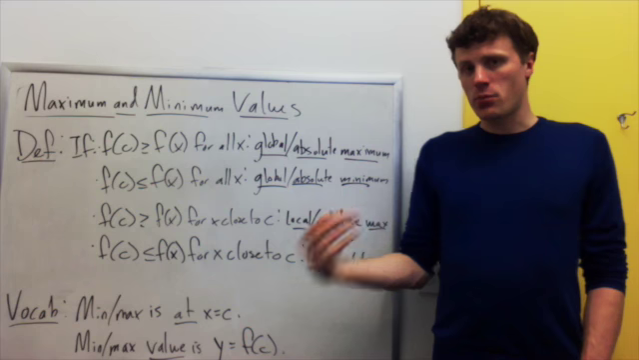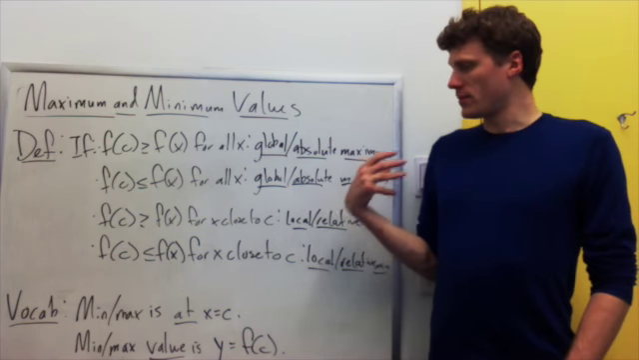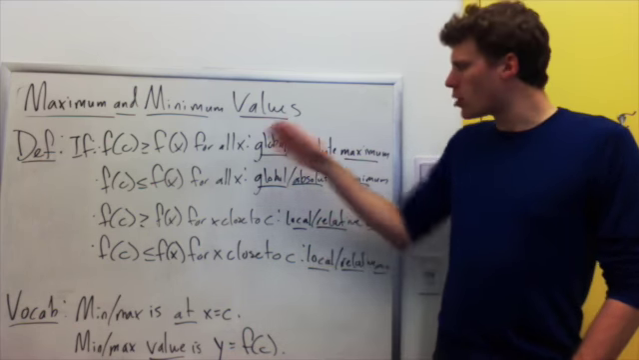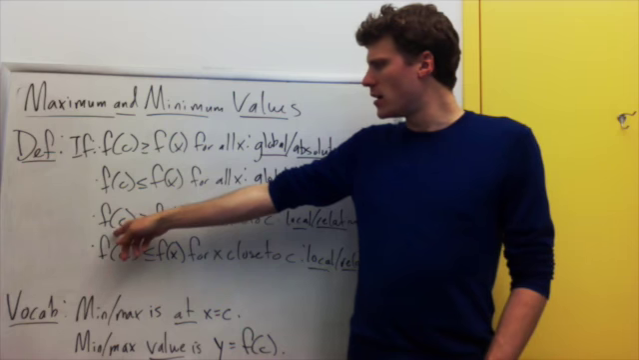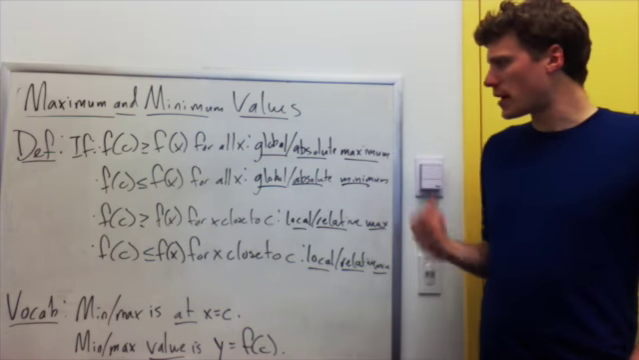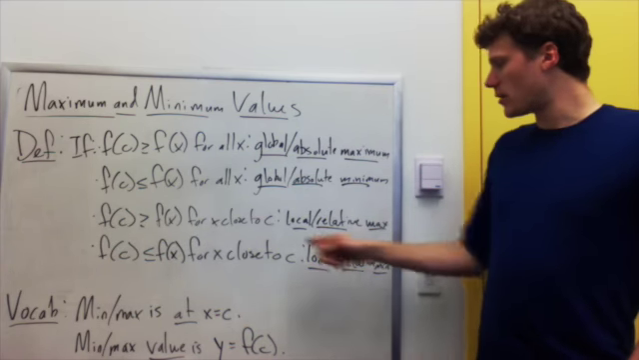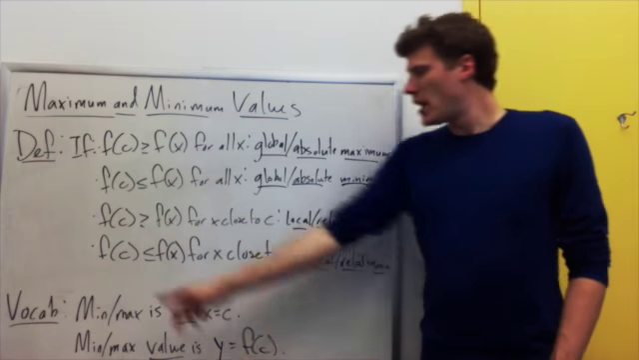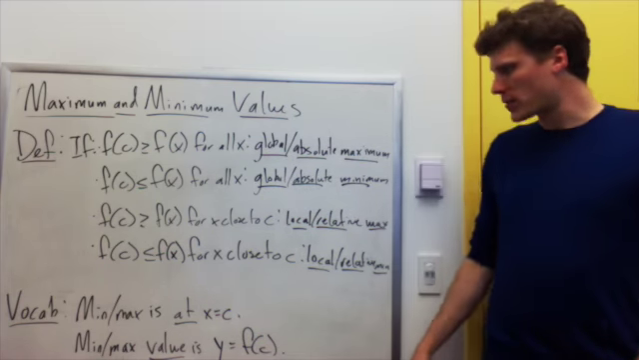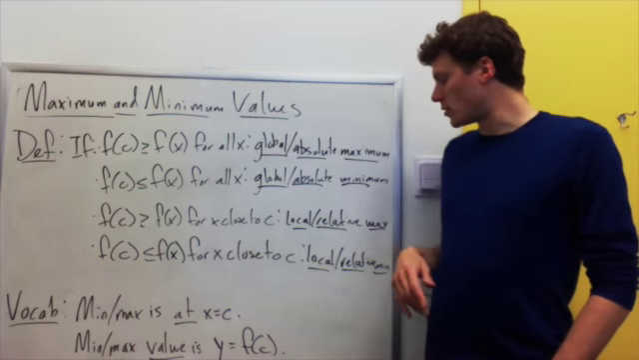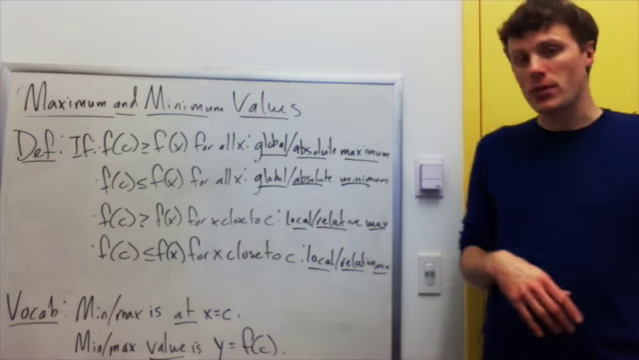However, we might have points where it looks like a maximum or minimum, but it's not a global maximum or minimum. So we have, for example, if f of c is greater than or equal to f of x, for x close to c, we call that a local or relative maximum. And if f of c is less than or equal to f of x, for x close to c, that's called a local or relative minimum.